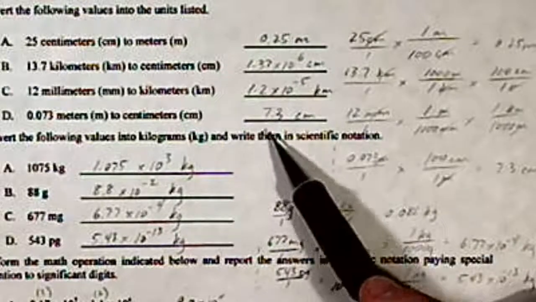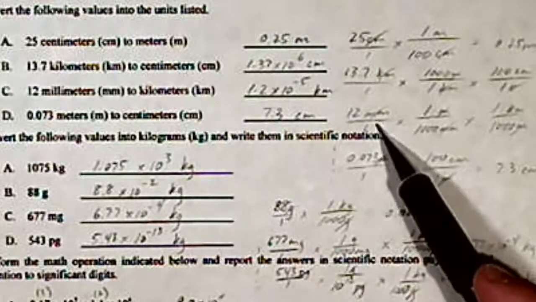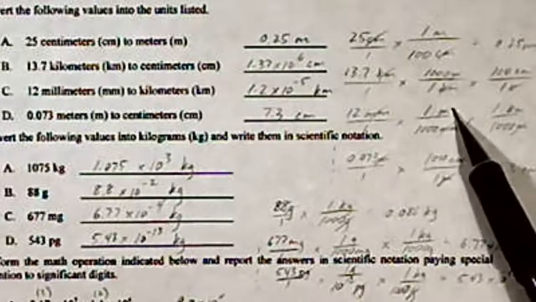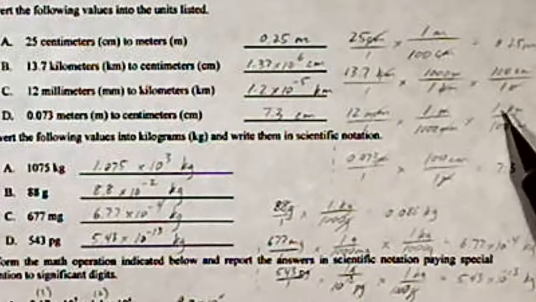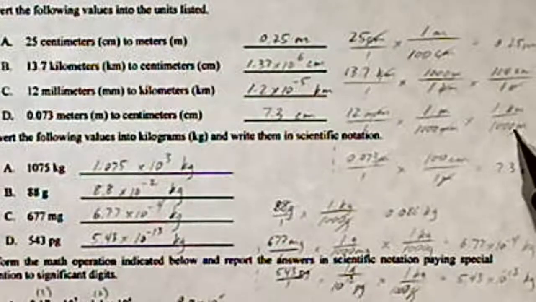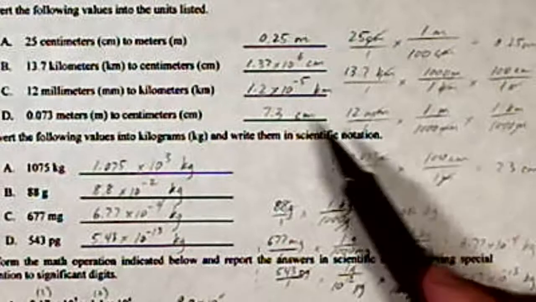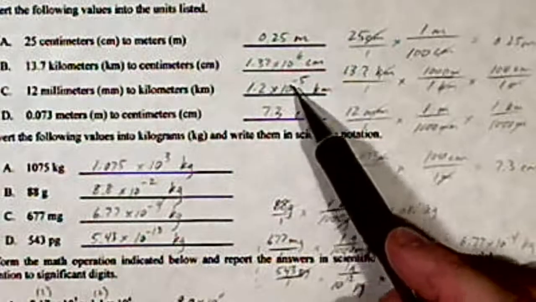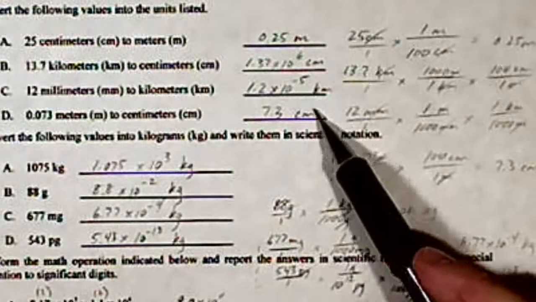C, 12 millimeters into kilometers. Down here, I'm going to meters first. I know in every meter there's 1,000 millimeters. Every kilometer there's 1,000 meters. So that winds up being 1.2 times 10 to the negative 5 kilometers.